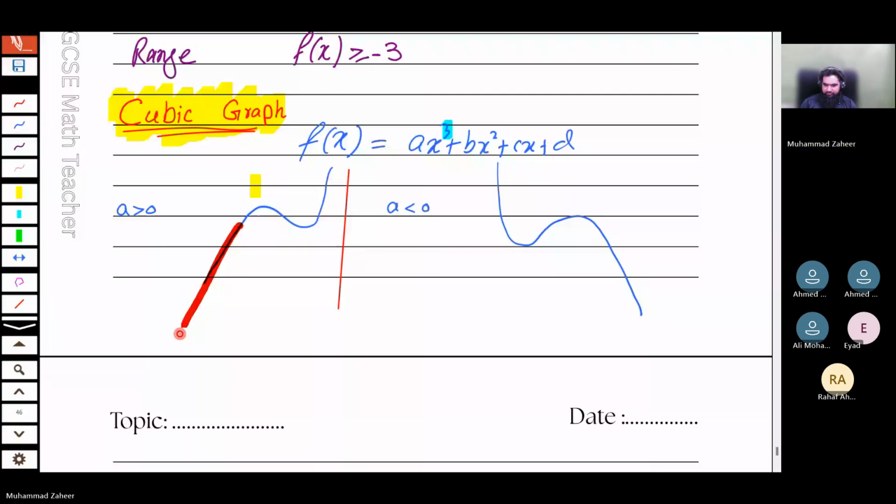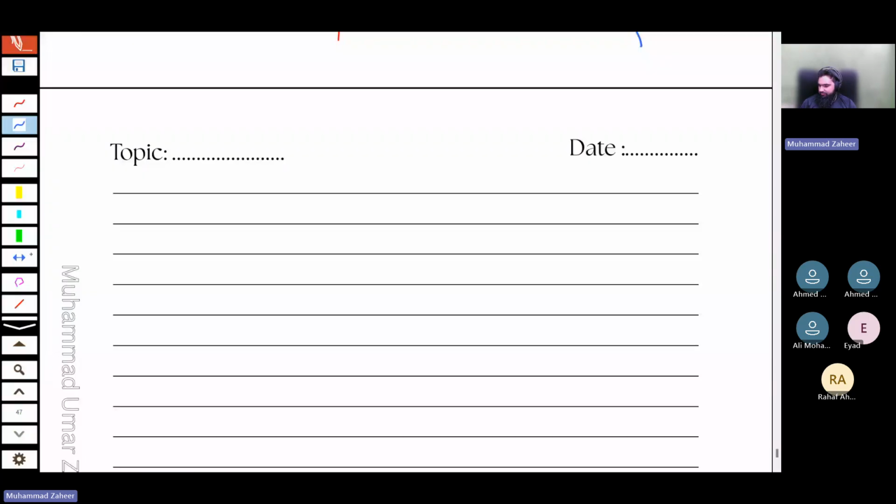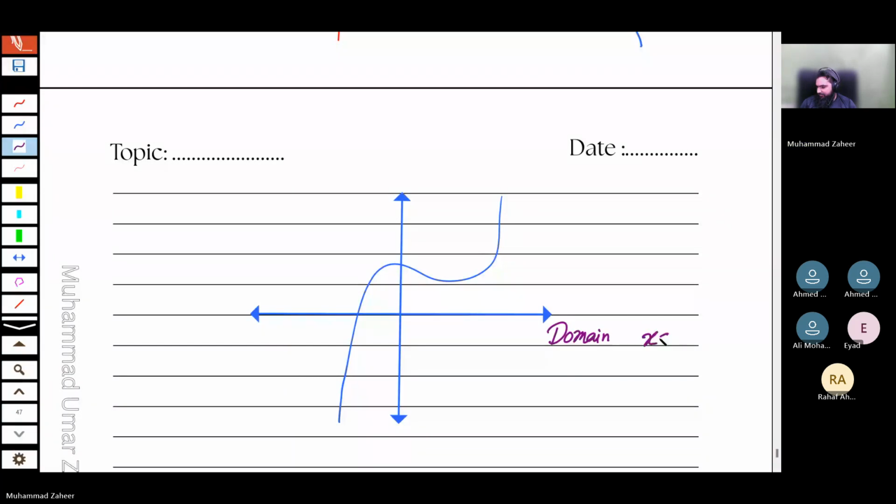If we talk about the domain and the range, let me draw the grid. The shape, I'm just drawing any rough sketch. Let's say this is the graph. What is the domain of this function? Real values. Yes, in this function we can substitute all types of real values, so x belongs to all real numbers.